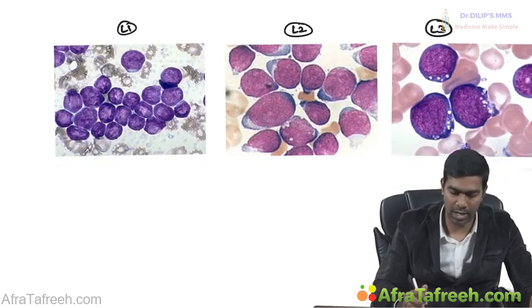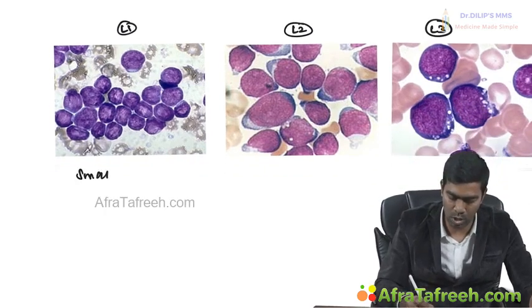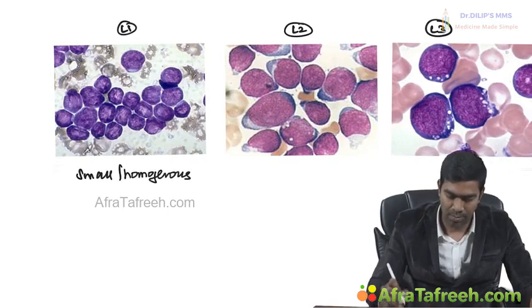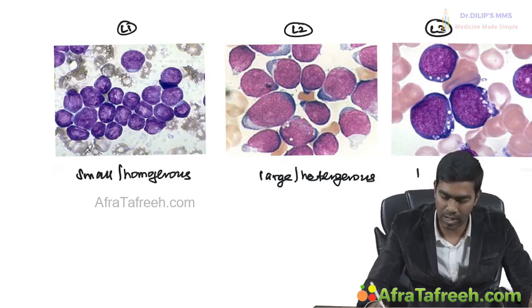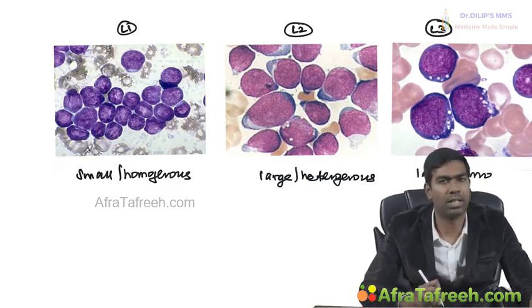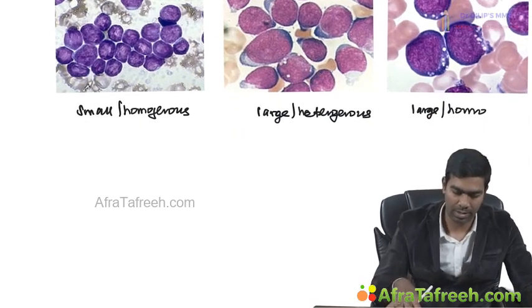What you are seeing in ALL of L1 type is that the cells as a whole are small and homogeneous, whereas here you are seeing the cells as a whole are large and heterogeneous. You just see the gross appearance of the cells, you can make it out. And again here the cells are generally large and homogeneous. So these are the differences in the cell shape and size.